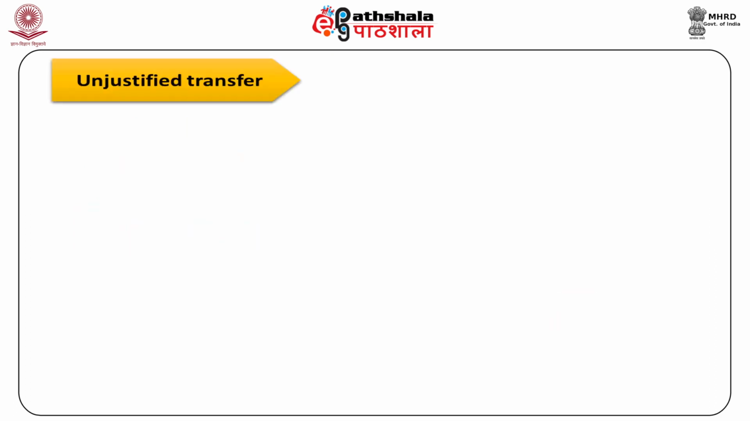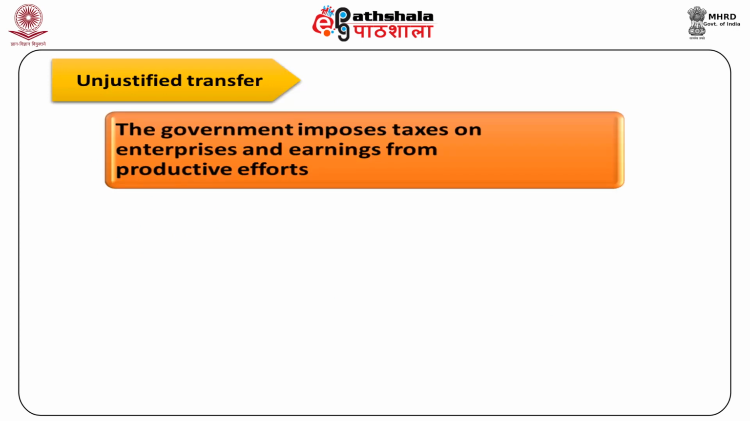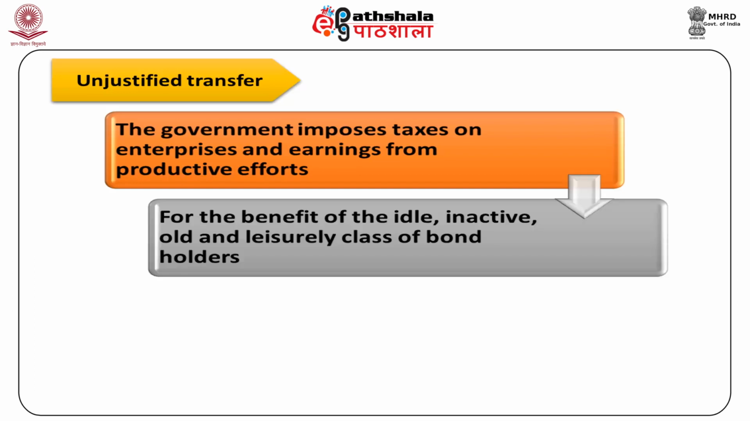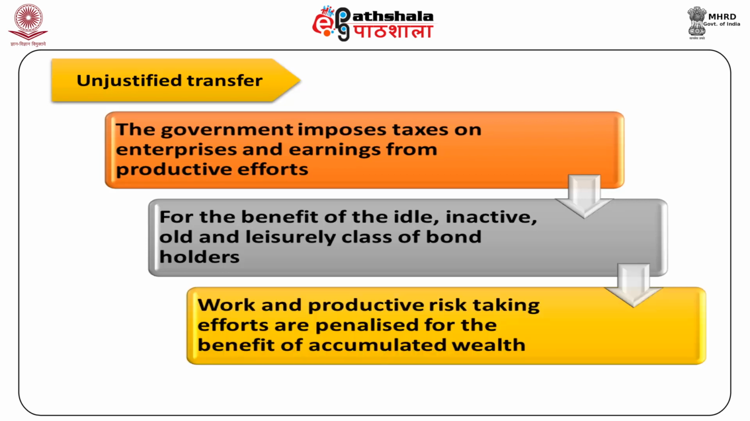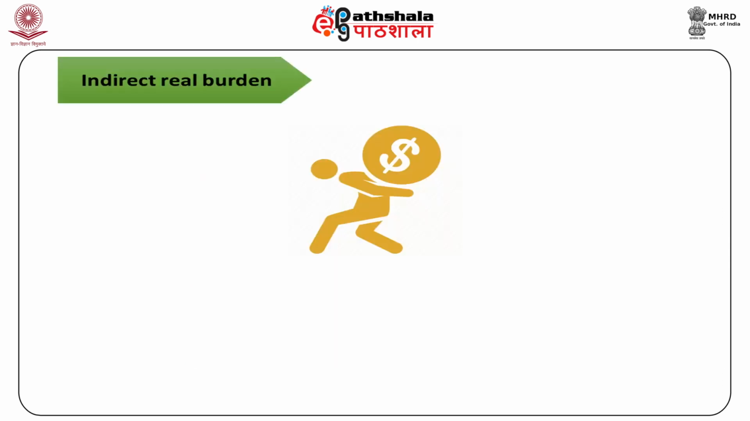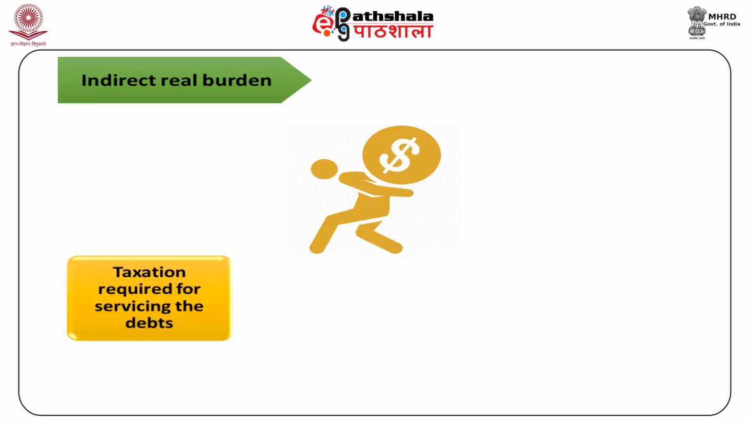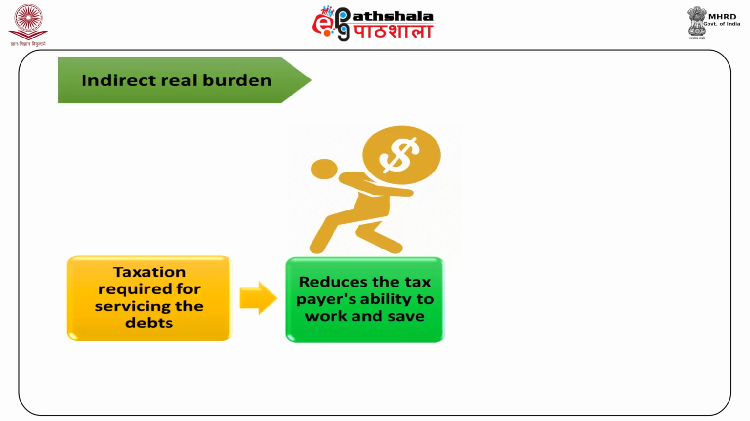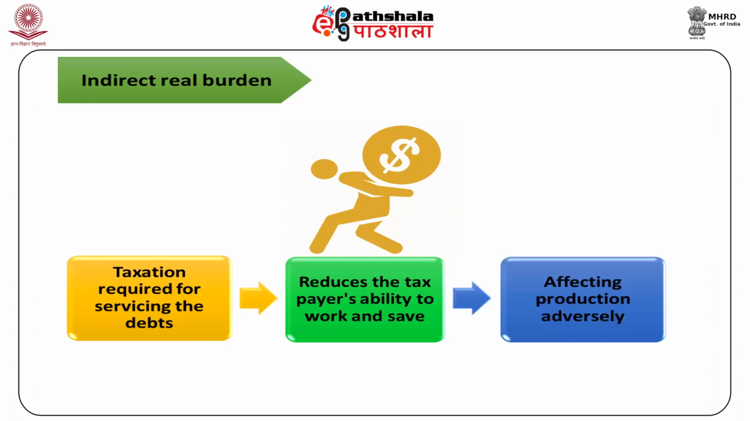Unjustified transfer. The government imposes taxes on enterprises and earnings from productive efforts for the benefit of the idle, inactive, old, and leisurely class of bondholders. Hence, work and productive risk-taking efforts are penalized for the benefit of accumulated wealth. This adds to the net real burden of debts. Indirect real burden. Internal debt involves an additional indirect real burden in an economy, as taxation required for servicing the debts reduces the taxpayer's ability to work and save, thereby affecting production adversely.